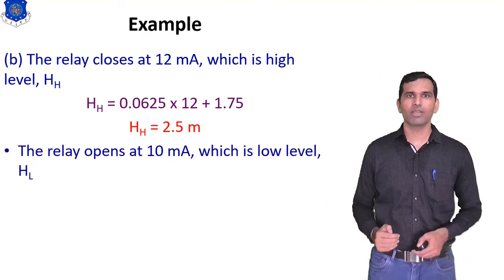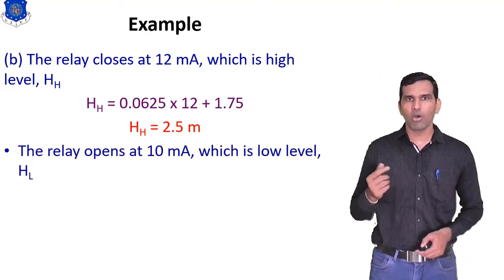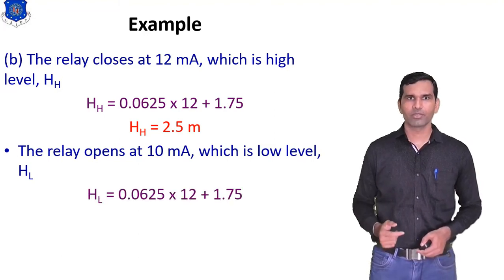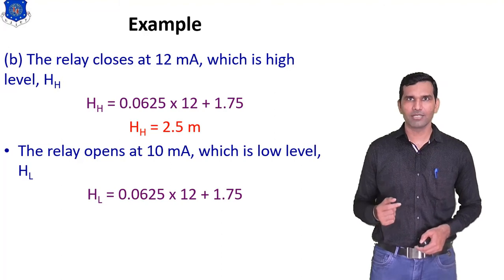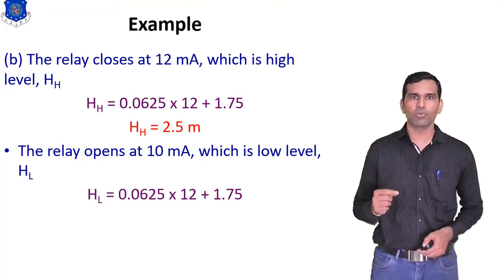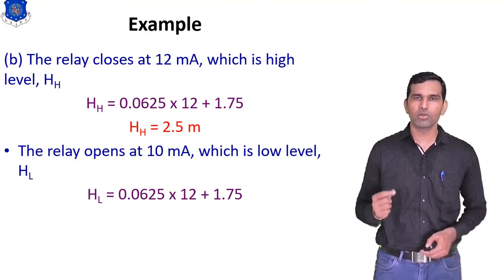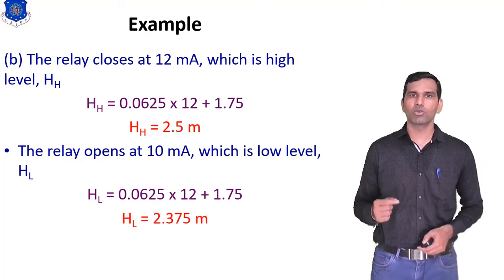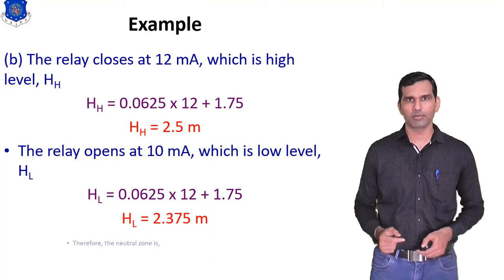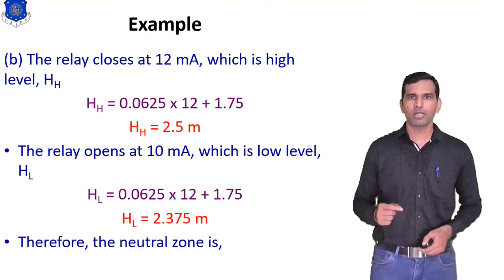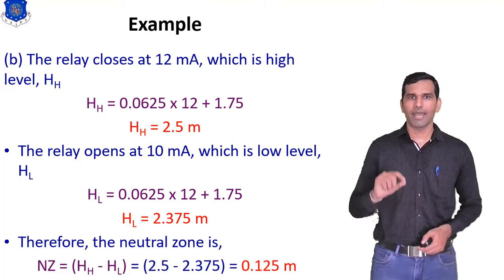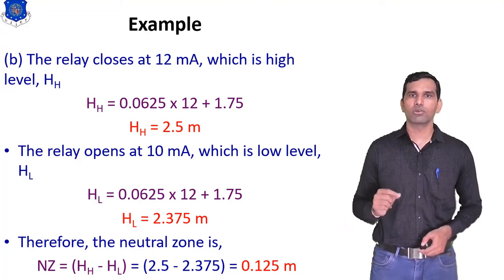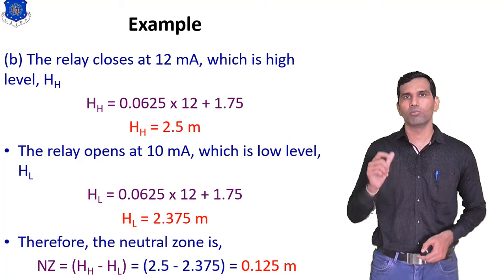And same as we get the relay open at 12 milliampere, which is low level HL. So we can find this by HL is equal to 0.0625 into 12 plus 1.75. So we get HL is equal to 2.375 meter. Therefore, the natural zone is HH minus HL. So we get natural zone is equal to 0.125 meter.